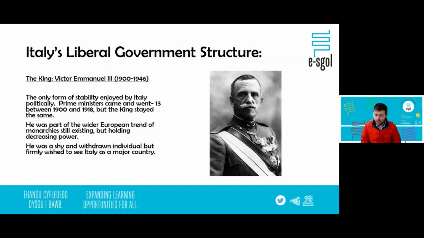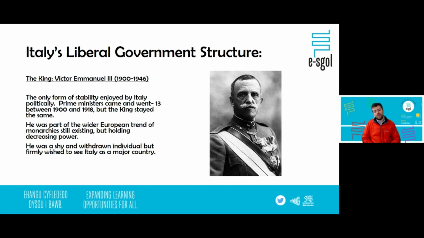So who was the king? Well, the king was this man here, King Victor Emmanuel III, and he was king for a very long time, actually, from 1900 to 1946. And he was, crucially, the only form of stability that Italy enjoyed politically, really from about 1900 until Mussolini took over in 1922. Prime ministers came and went.